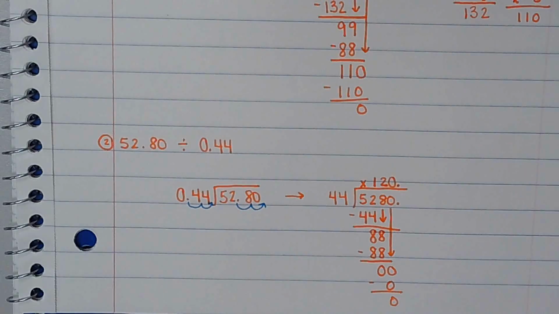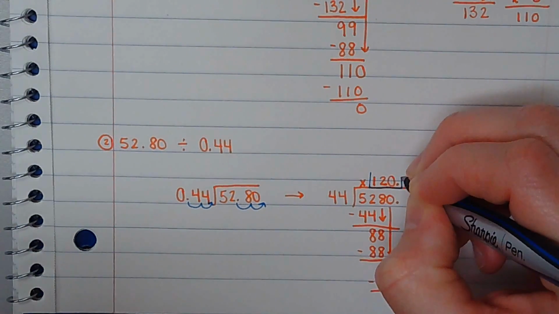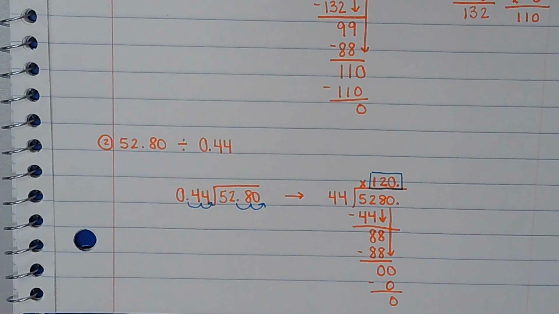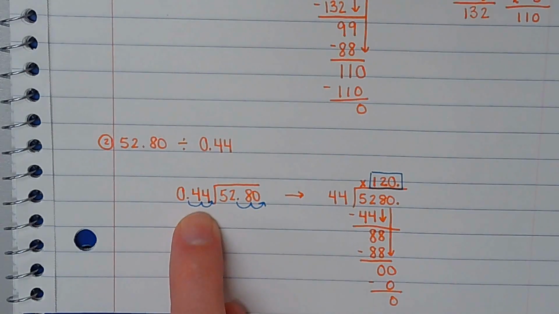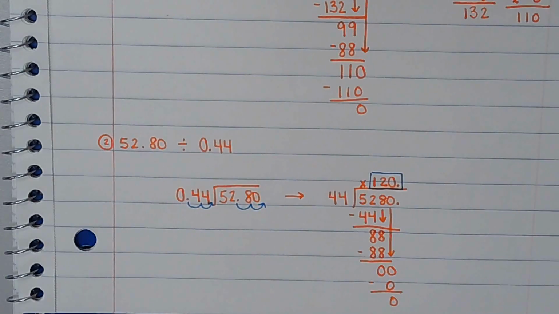So the answer to this one is 120. And I have that decimal at the back, so if you wanted to add a 0 on the end, 120.0, that'd be fine, but you can really just leave it as 120. So really, the main things you need to focus on for this lesson are making sure that you're moving that decimal on the outside and then moving it on the inside as well. Everything else is just long division practice.